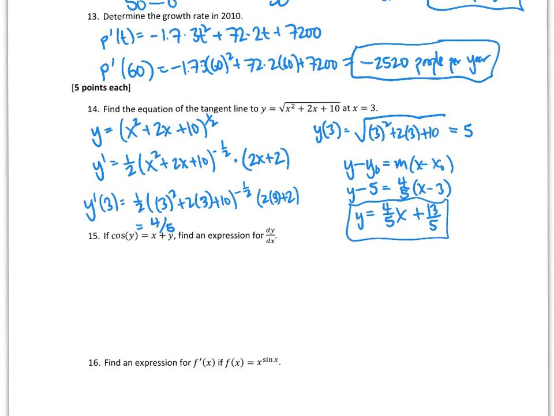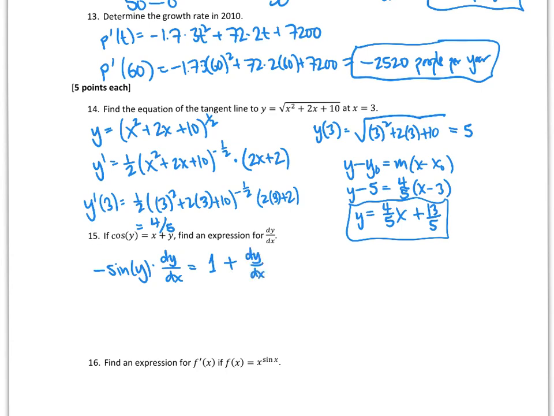All right, next up we've got an implicit differentiation problem. So cosine of y equals x plus y. We want to find an expression for dy/dx. Since we can't solve this for y, what we're going to do is take the derivative of both sides. When we take the derivative of cosine y, we get negative the sine of y times dy/dx by the chain rule. On the other side, derivative of x is 1, and the derivative of y is dy/dx.